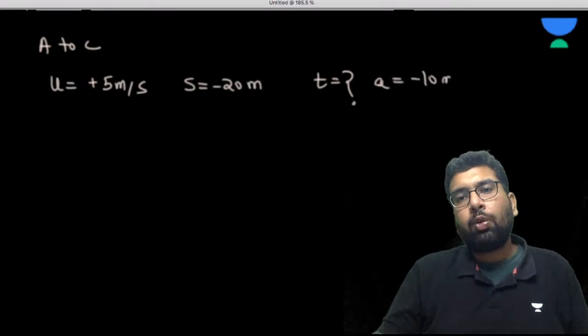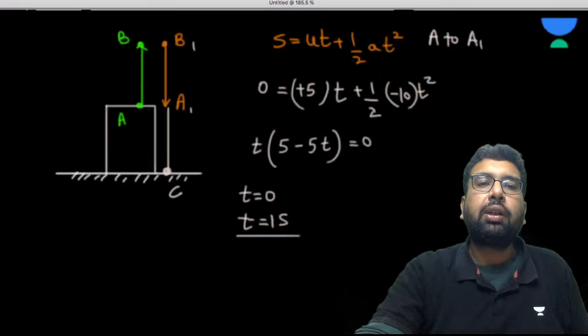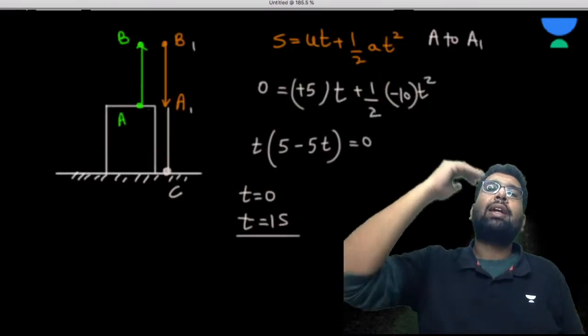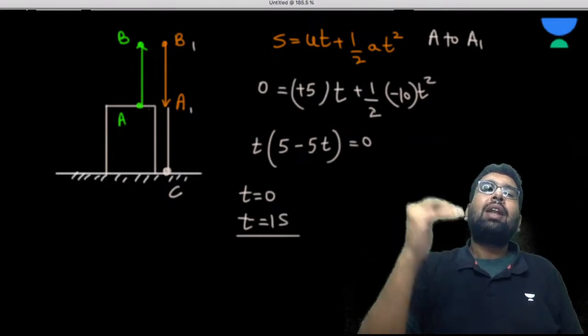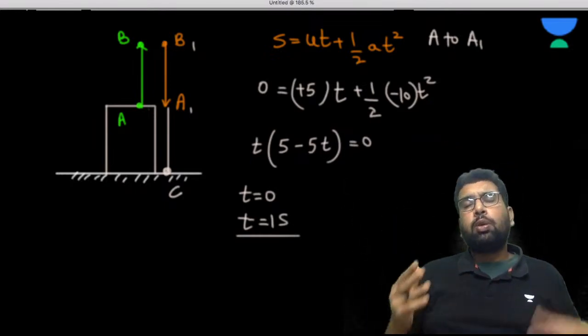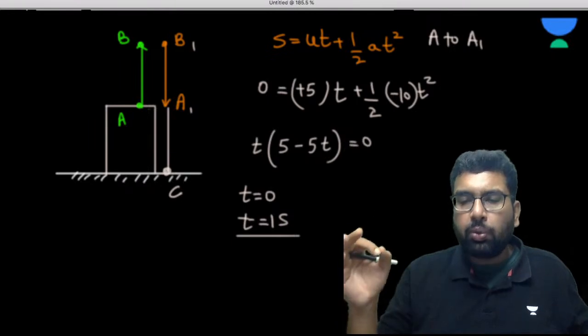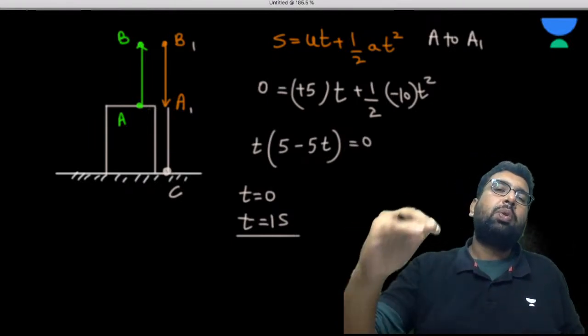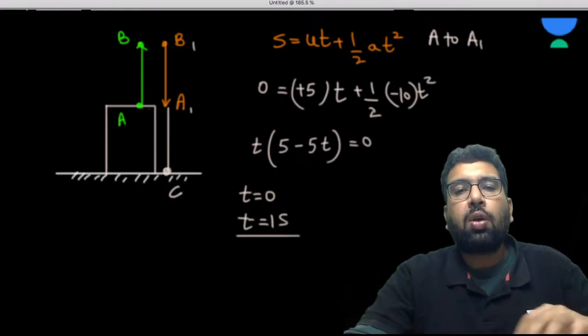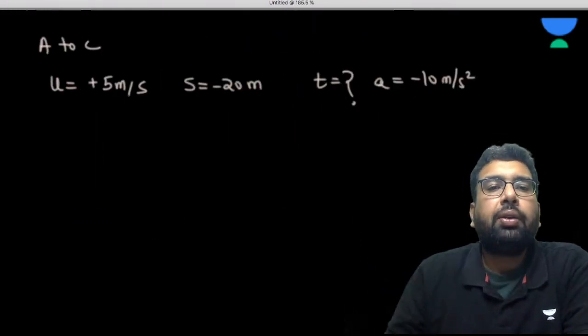Now, many students do it this way. They first calculate the time from A to B, then the time from B1 to A1, then the time from A1 to C1. You don't have to do that. You should always use the equation of motion from the ultimate initial position to the ultimate final position. That's all. Okay, so see what we have.